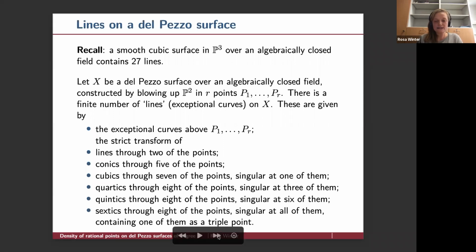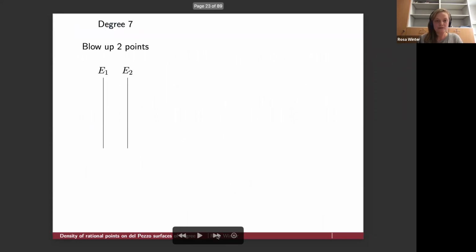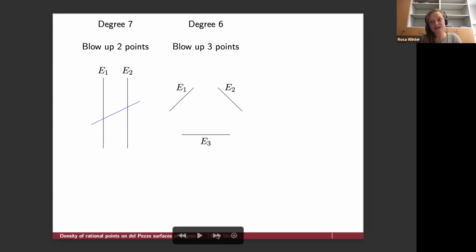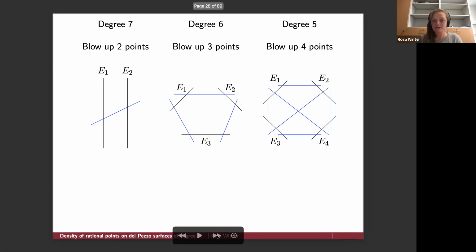And in this way, we can easily count the lines or exceptional curves on the Del Pezzo surface, and we can see how they intersect. For example, for degree 7, we blow up 2 points, so we get 2 exceptional curves. And of course, there's a line through those 2 points, and that will give us a third exceptional curve, and they intersect like this. Degree 6, we blow up 3 points. So we get 3 exceptional curves, and of course, between any 2 of these points, there is a line. So we get 3 more exceptional curves. And degree 5, we blow up 4 points, and we have all the lines through any 2 of the points, etc., etc.